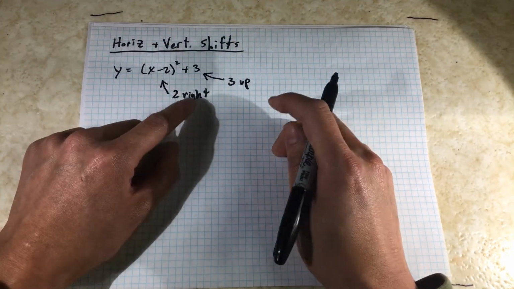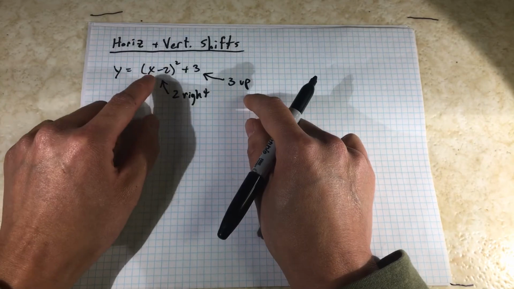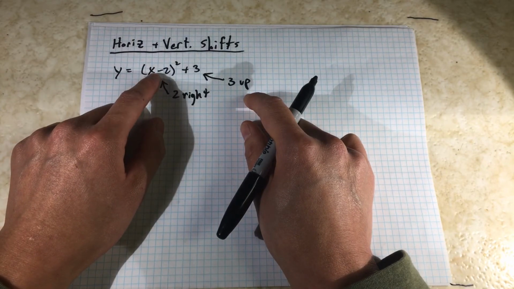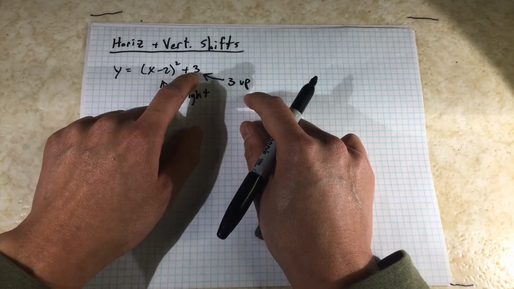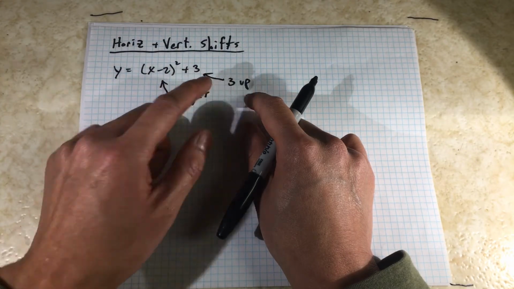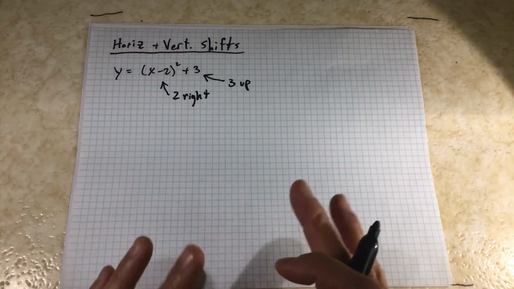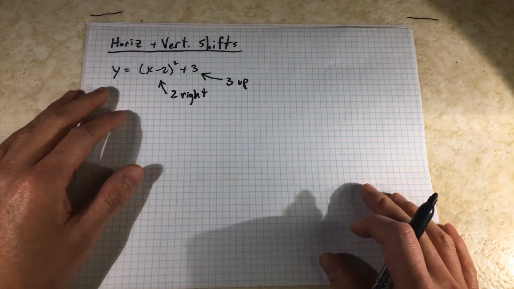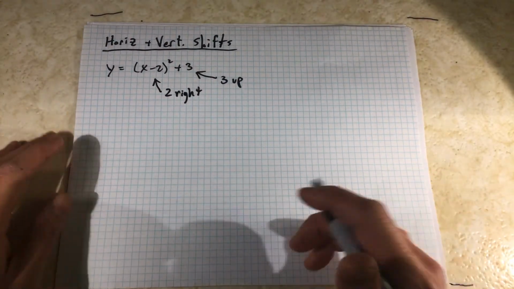So right and up are considered the positive directions, but when you're dealing with x, subtracting makes it go in the positive direction, whereas with y, adding 3 makes it go up in the positive direction. So x and y have behavior that's sort of flipped. All right, so how would you graph something like this?